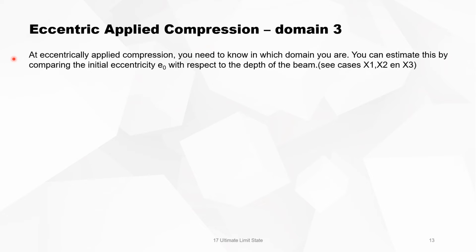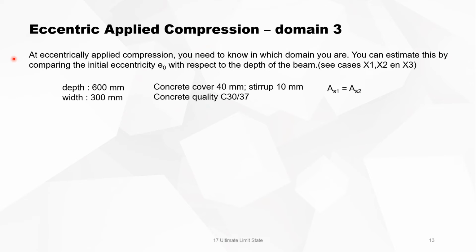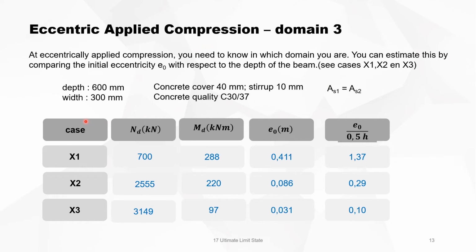At eccentrically applied compression, you need to know which domain you are in, and you can estimate this by comparing the initial eccentricity E0 with respect to the depth of the beam. So we will do that in a small case with a beam 600 by 300, where the reinforcement is symmetrical. And then we will look at 3 cases. With different normal forces, different bending moments, you will see that the initial eccentricity goes from high to low.